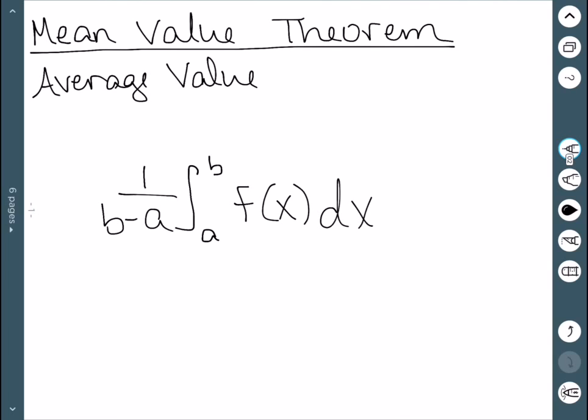So in general, the average value on the interval a to b is given by 1 over b minus a times the integral from a to b of f of x dx. And this is how we find the average value of a function.